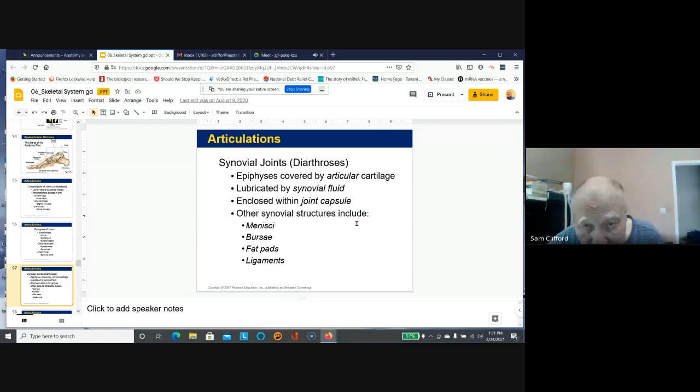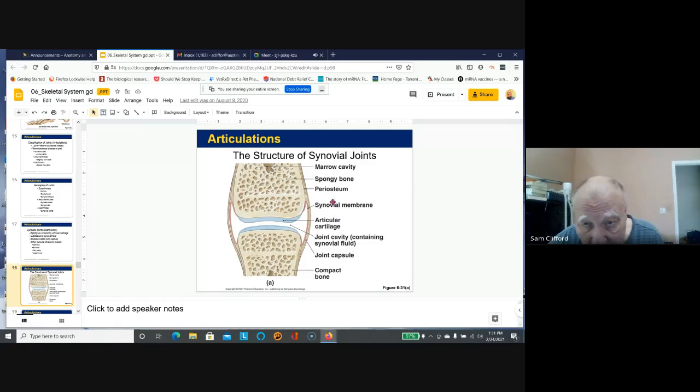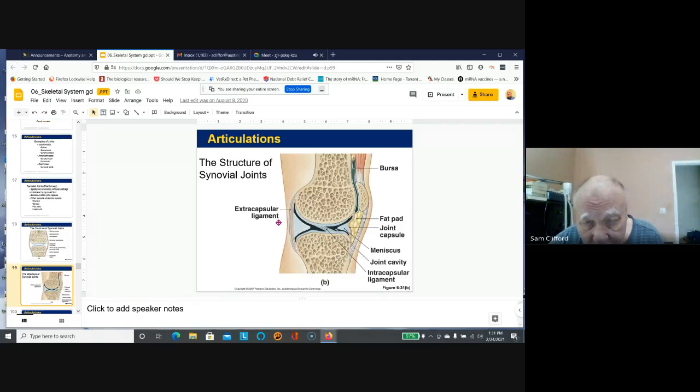So for a synovial joint, you should know the parts of a synovial joint: where spongy bone is, where the joint cavity is, the articular cartilage on the end. So this is hyaline cartilage on either end of a long bone where a synovial joint is formed. Again, be familiar with the structures found in a joint, and we'll emphasize the knee joint.